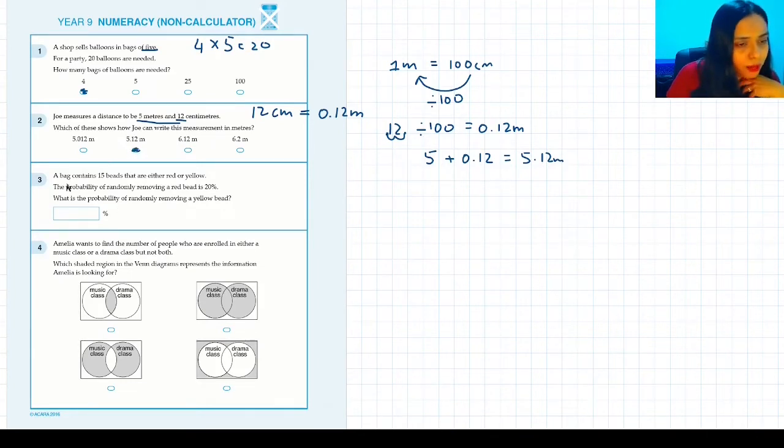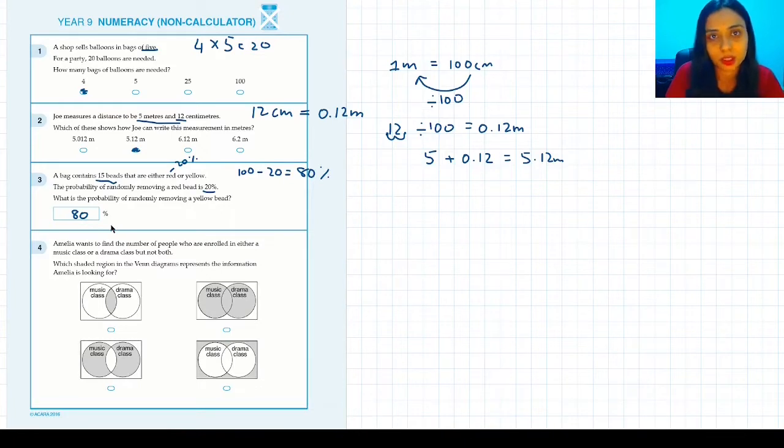So 3. A bag contains 15 beads that are either red or yellow. The probability of randomly removing a red bead is 20%. What is the probability of randomly removing a yellow bead? So probabilities add up to 100. And so if the probability of removing the red bead is 20%, the probability of the yellow bead will be 100 minus 20, which is 80%. So being told that it contains 15 beads is really irrelevant to answering this question.